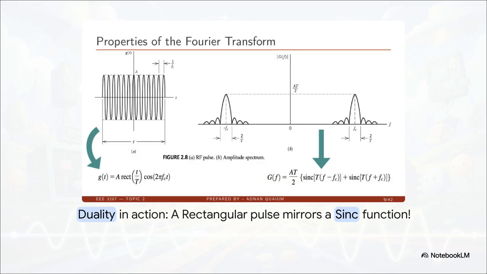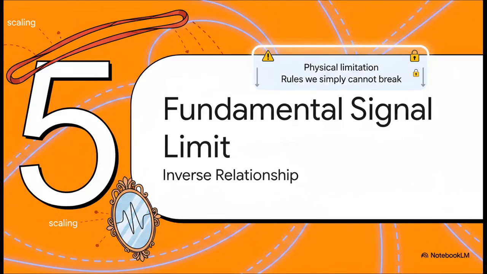Rectangular pulse gives a sinc spectrum. A sinc pulse gives a rectangular spectrum. It is just this perfect, totally unbreakable mathematical mirror. And that leads us right into our final section, Section 5, the fundamental signal limit, the inverse relationship.